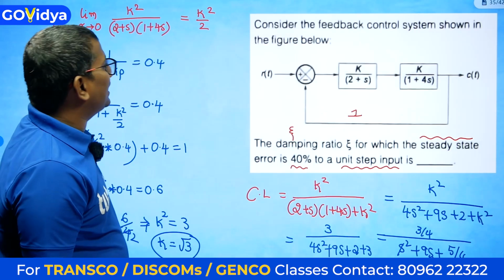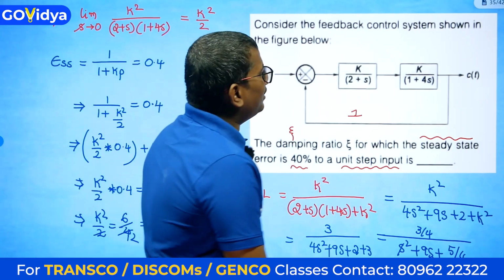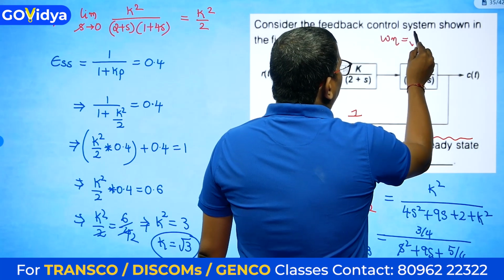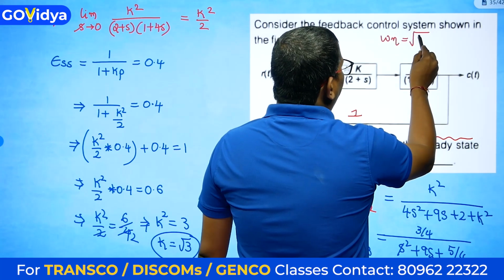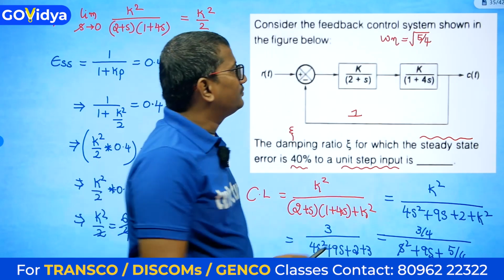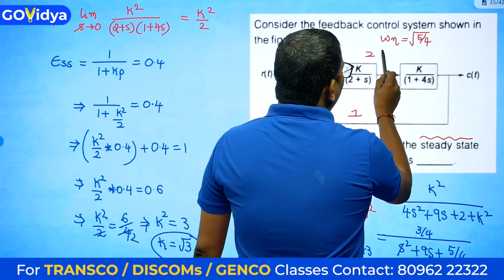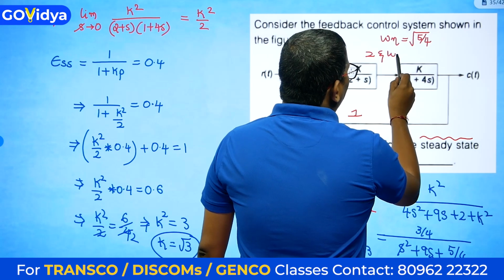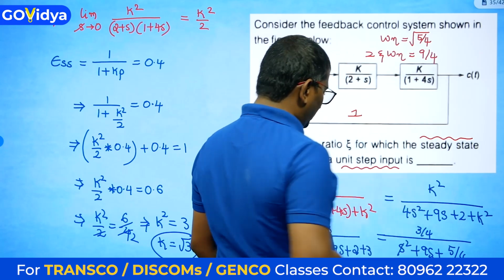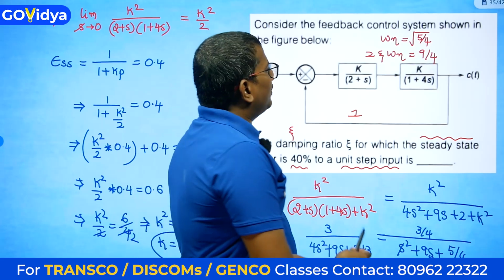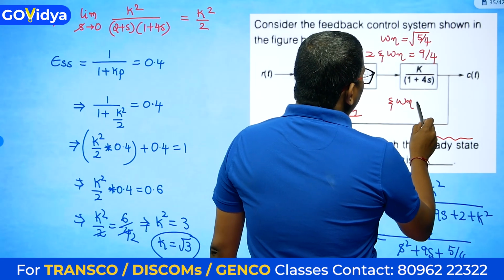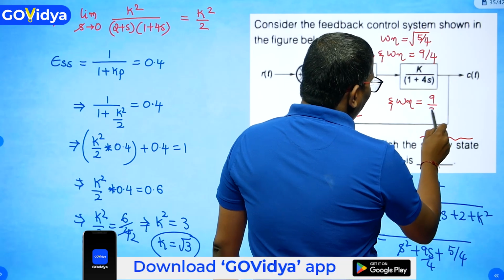Now what is the zeta calculation? We know that omega n is equal to root of 5 by 4. Keep it as it is. Now what is the zeta? 2 zeta omega n is equal to 9 by 4. Correct? 9 by 4. From this, can I say zeta omega n is equal to 9 by 8.